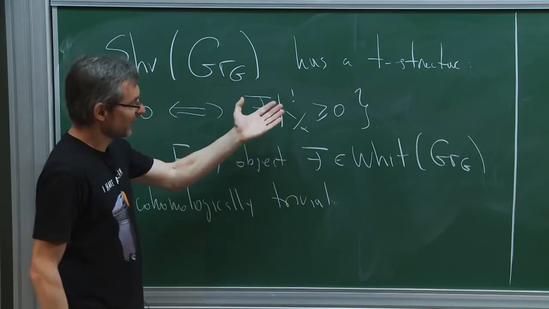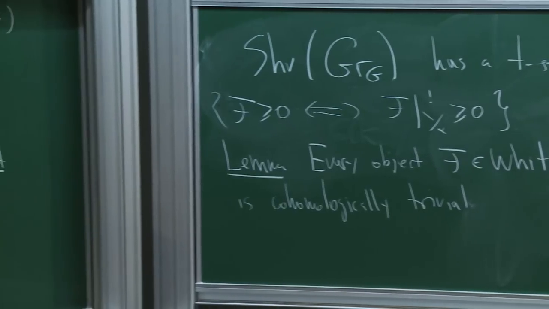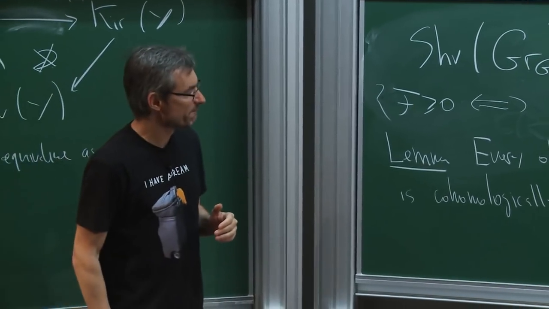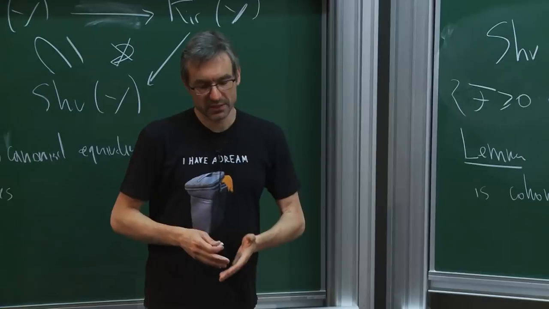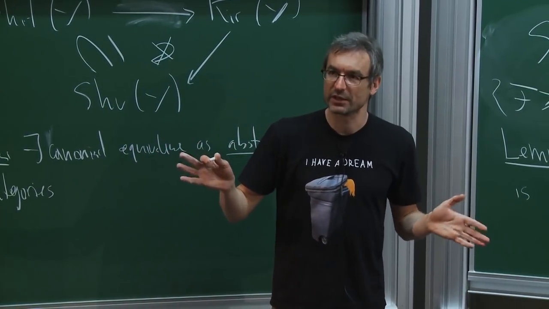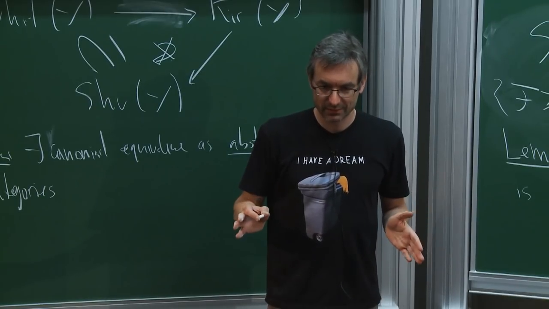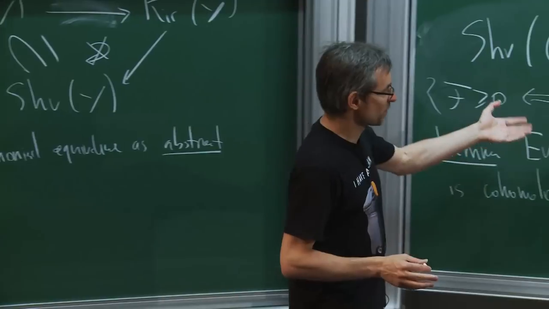So how does the dualizing sheaf look? I'll say in a moment. What does cohomologically trivial mean? It means that we have a T structure, and for every object we take its individual cohomologies, and they will all vanish. And so let me say that this is one of those.